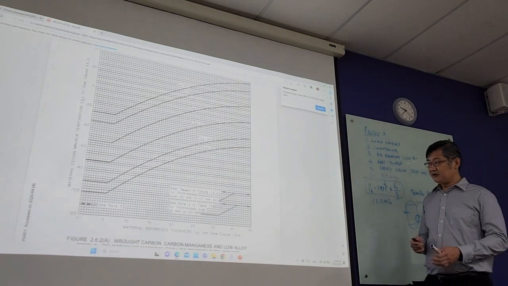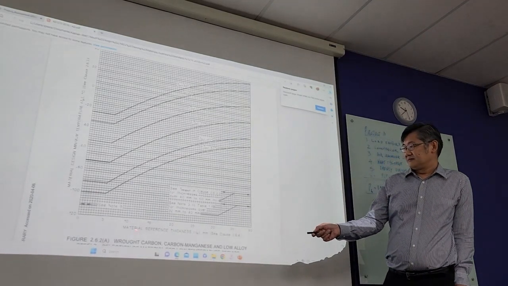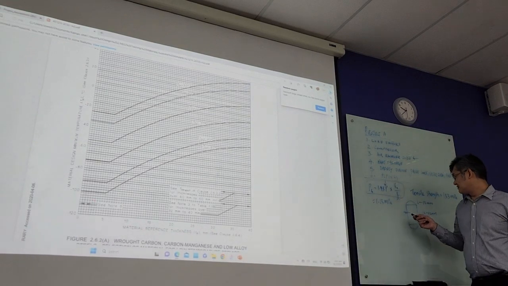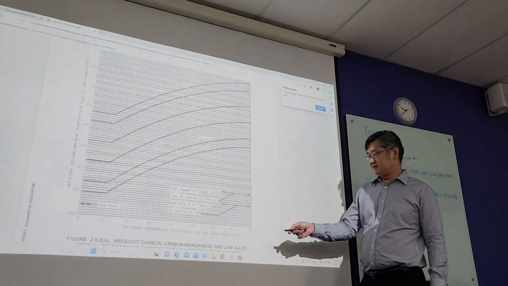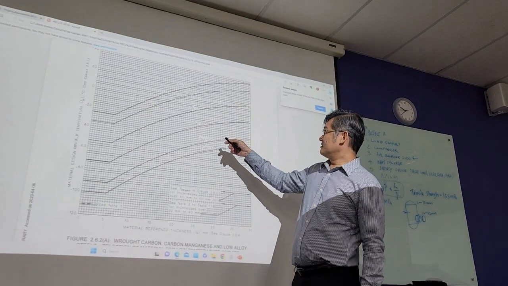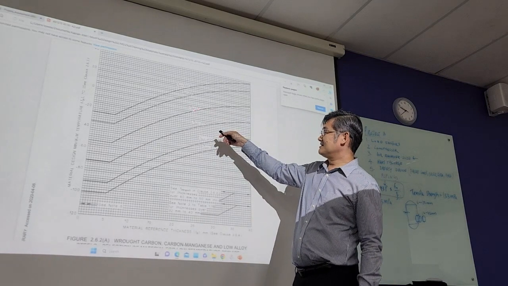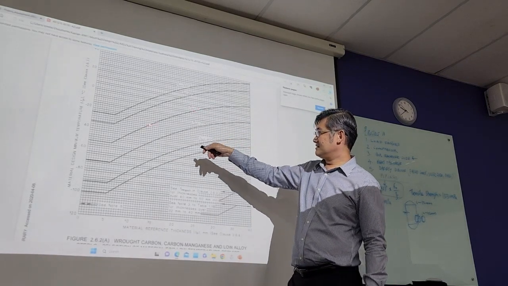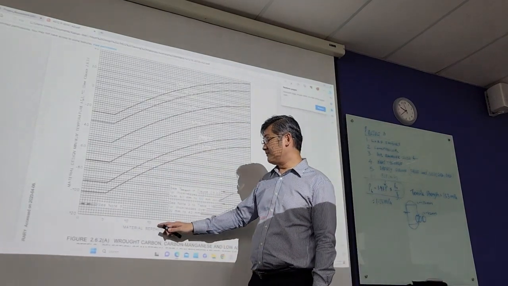Okay, so over here they show us material reference thickness. Right now this is the thickness they are referring to, because those are the ranges given. So we are able to use this thickness in order to follow the chart here. Over here we are using this curve, the temperature curve of 0 degrees Celsius.